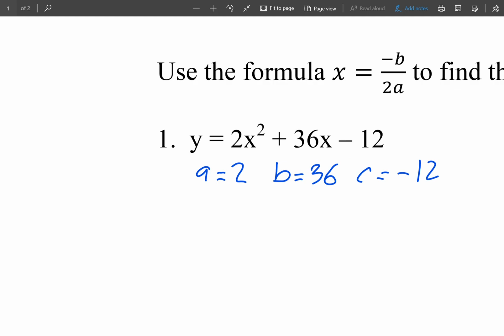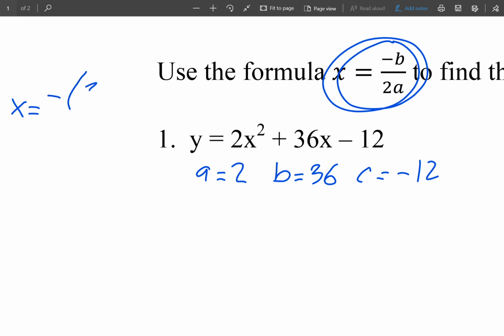Now I'm going to put two of these numbers into this little equation up here. X equals negative b over 2a. So I'm going to have x equals, now negative parenthesis 36, make sure when you substitute you're using parentheses, over 2 times 2. And again, why is that? Well, the formula says negative b, and b was 36, so I have negative parenthesis 36. On the bottom it says 2 times a. Since a was 2, I have 2 times 2.